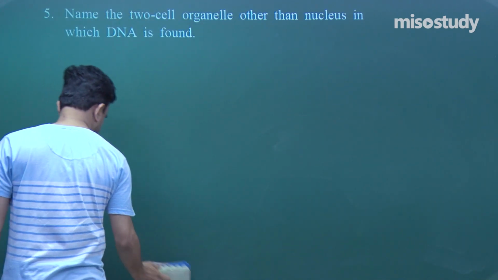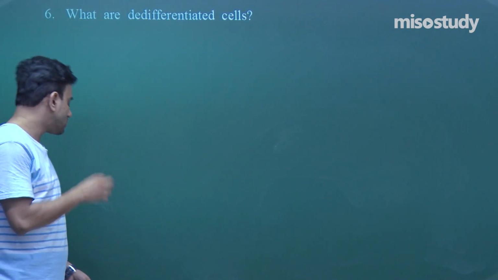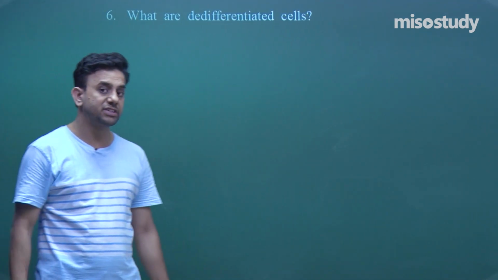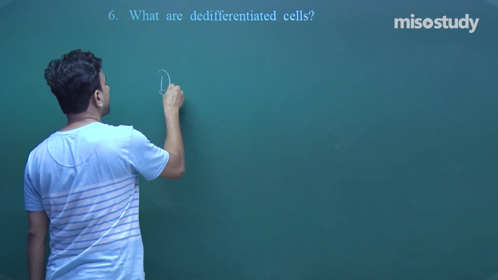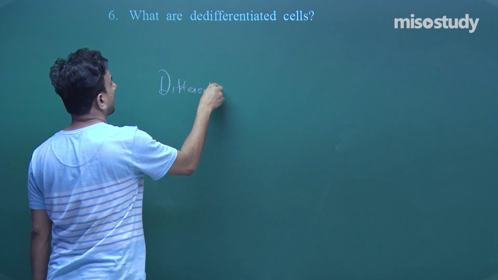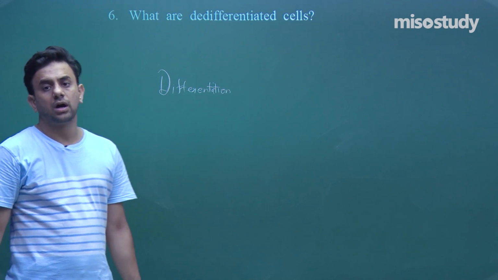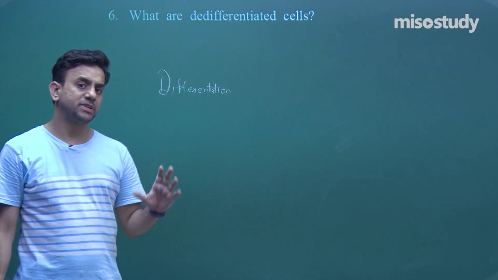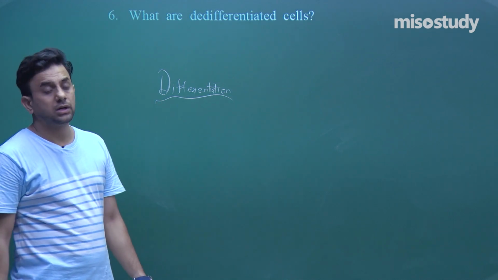Now, what else? What are the dedifferentiated cells? I just explained what dedifferentiation and redifferentiation are. So, what did we say about differentiation? We said differentiation is when the meristematic cells get differentiated to perform a specific function, right? That is, there is division of labor, right?